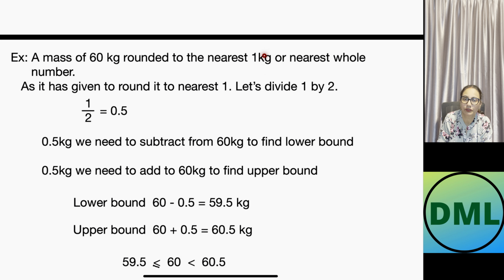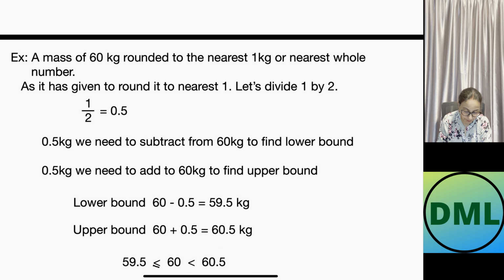The degree of accuracy, let's divide it by 2. It is 1 by 2, which is 0.5. 0.5 kg we need to subtract from 60 kg to find out the lower bound. 0.5 kg we need to add to 60 kg to find out the upper bound. Lower bound is 60 minus 0.5, which is 59.5 kg. Upper bound is 60 plus 0.5, which is 60.5 kg.